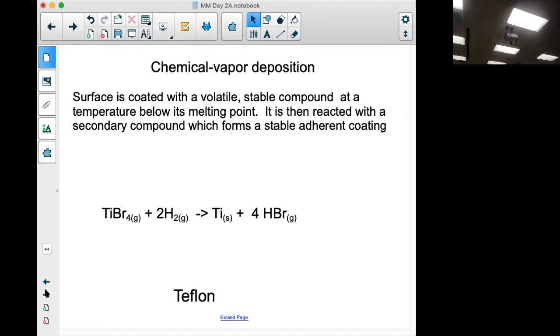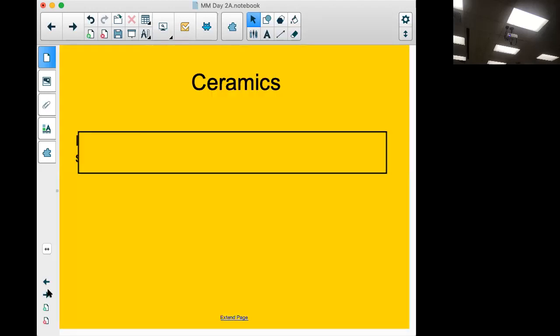I won't make you use that equation, I promise. Just understand that it's a process that applies a metal in a chemical process. All right, so we got 2 down. We did nanotechnology. We did thin film. The last and final are called ceramics.